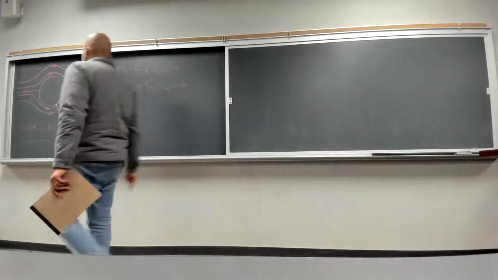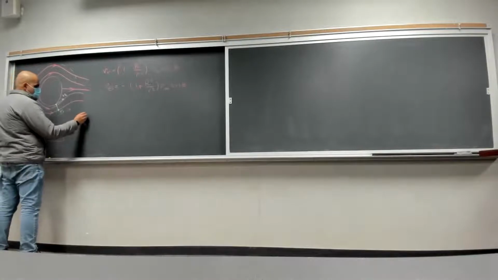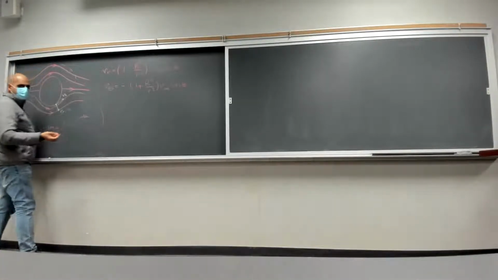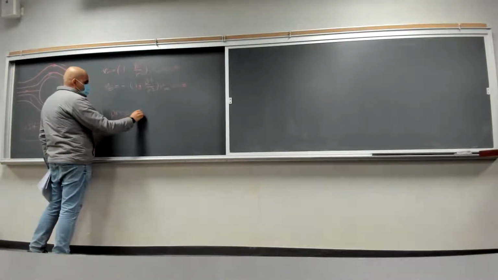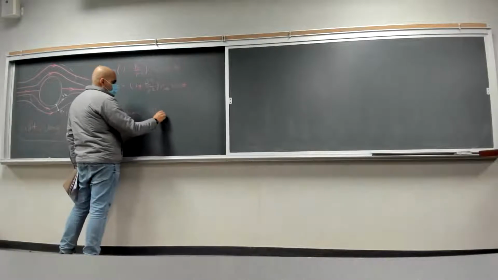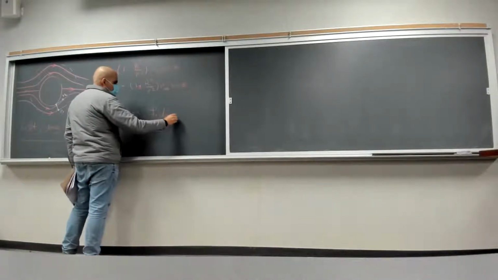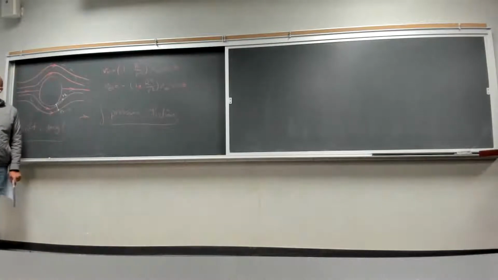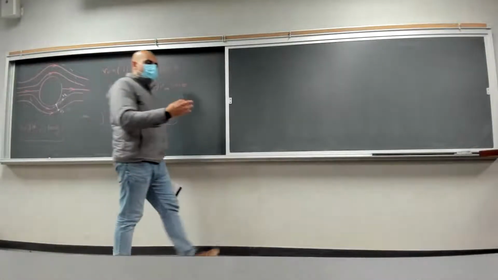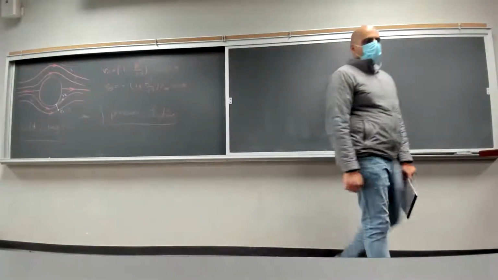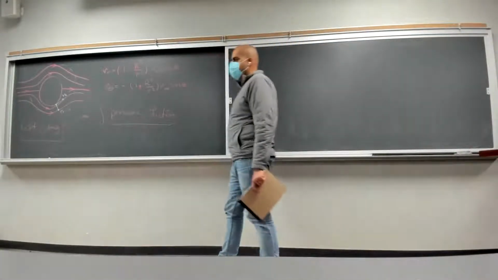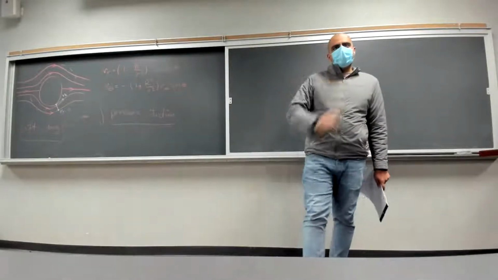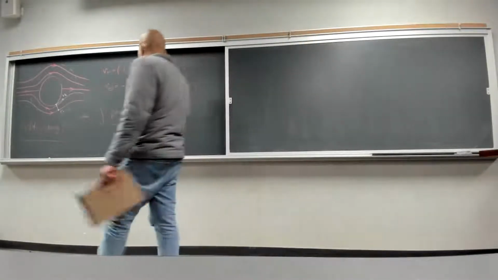You remember the lift and drag were related to the integral of your pressure and friction over the surface. That was the idea. Depending on the direction you are taking this integral, you would get lift or drag. So the goal here should be to get to the pressure and friction distribution over the cylinder using the velocity distribution.